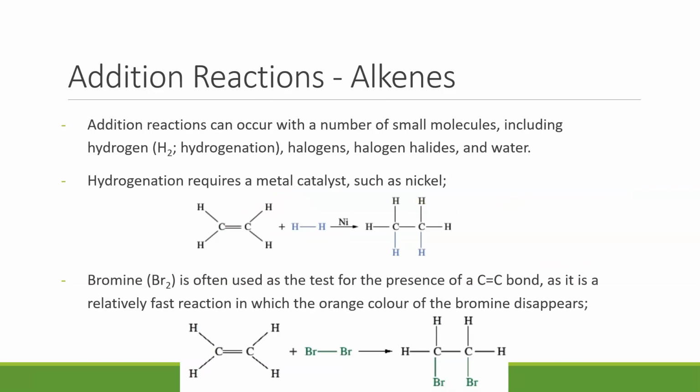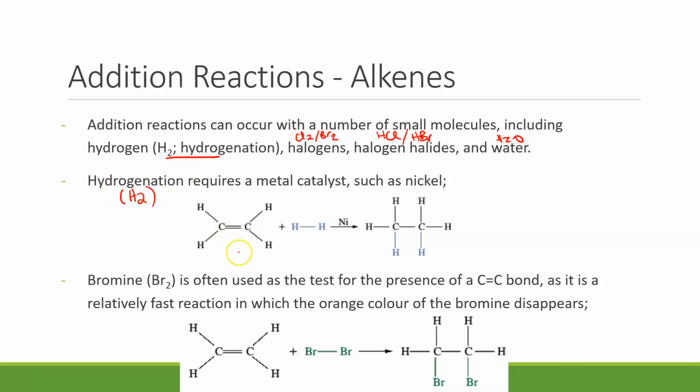These can occur with a number of small molecules. So we can have hydrogen, which is hydrogenation, where we add H2 across the double bond. Halogens, so again our Cl2, Br2, etc. Halogen halides, which are your HCl, HBr, and even water, our H2O. All of these have different conditions depending on the nature of the reactants that we're using, and we need to know what they are. The first of these is the hydrogenation, so we're adding H2 across the double bond.